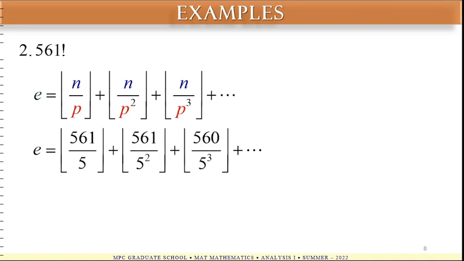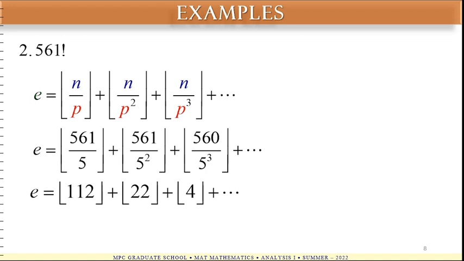So n is 561, and 5 is the highest power of prime. So 561 divided by 5, and 561 divided by 5 squared, and 561 divided by 5 cubed. So simplify. 561 divided by 5, the answer is 112. 561 divided by 25 is 22. And 561 divided by 5 cubed, or 125, is 4.